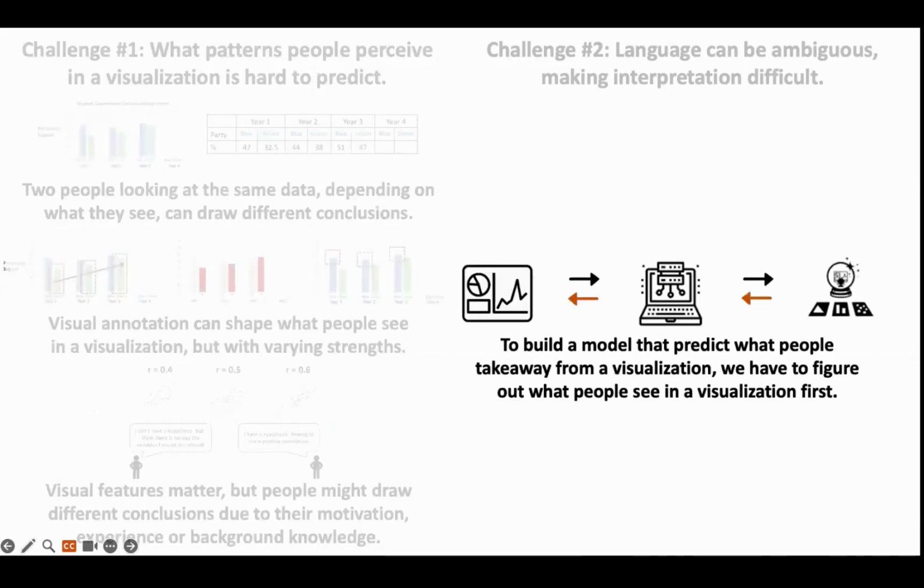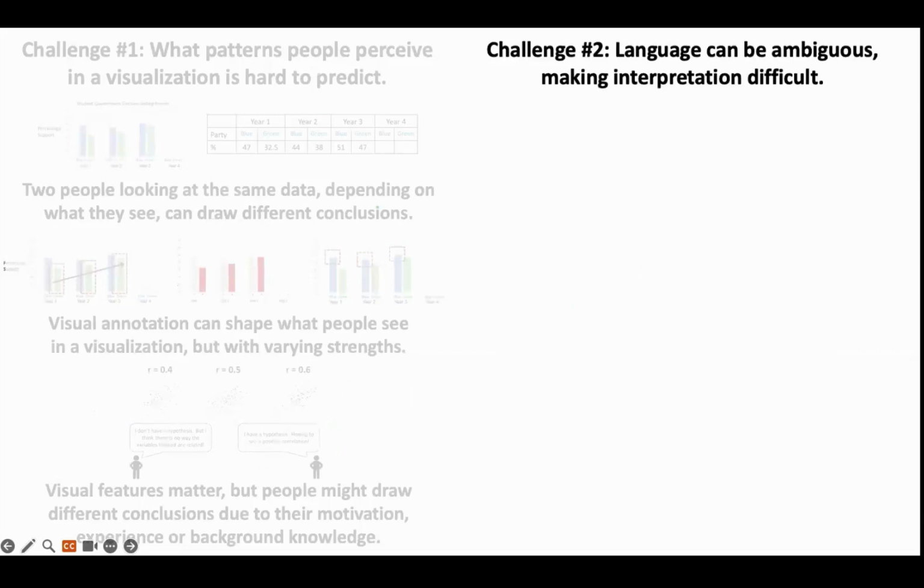Okay, so coming back here, if we want to build this model to predict what people take away from a visualization, we have to figure out what people see in a visualization first, and that is very difficult. But let's just say we account for what they see, if you want to interact with people, you have to communicate with them. And when you communicate with them, you need language. And language is just as difficult when you start working with it at a fine level. This language can be ambiguous, and making interpretations of language or utterances can be challenging.